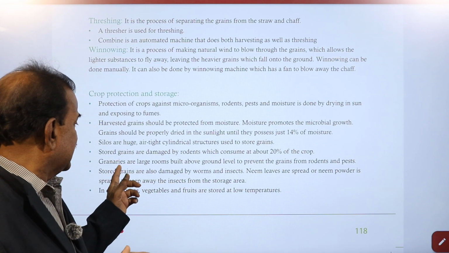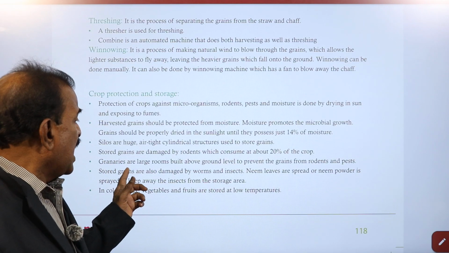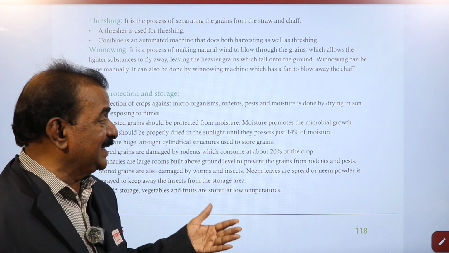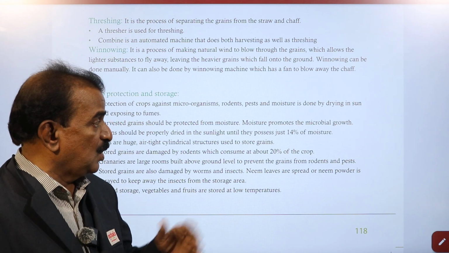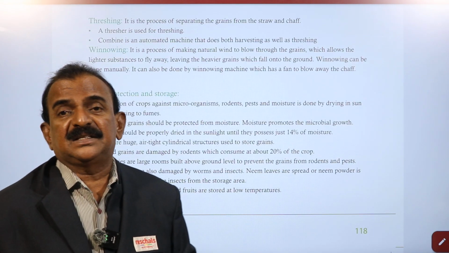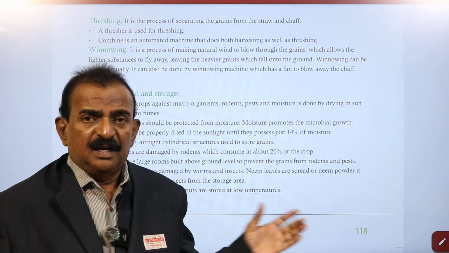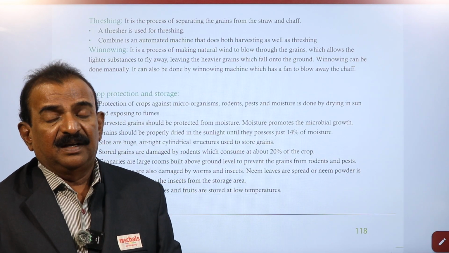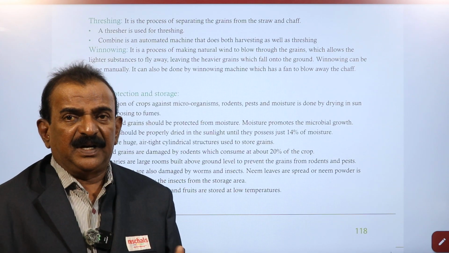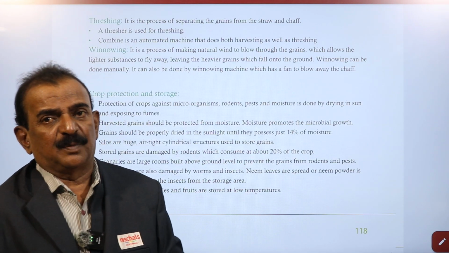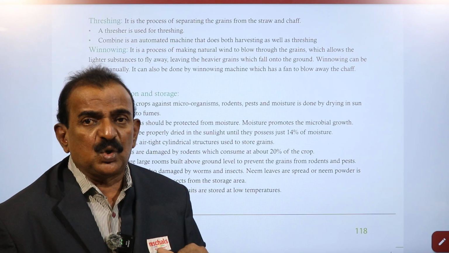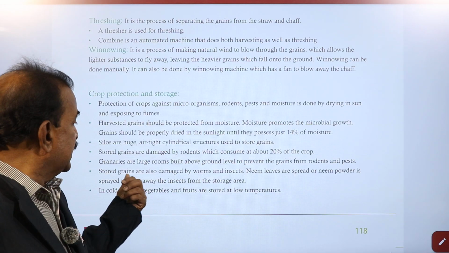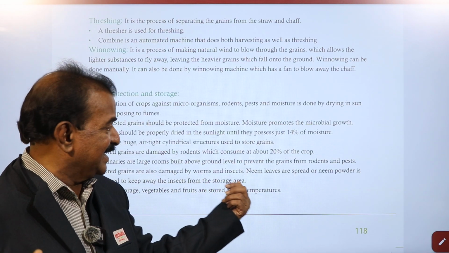And next, granaries are large rooms built above the ground level to protect the grains especially from rodents and also pests. I told you pests damage food grains, and rodents also cause great damage to food grain. In order to prevent damage by these rodents and also pests, farmers need to store the food grains in granaries. And stored grains are also damaged by worms and other insects.